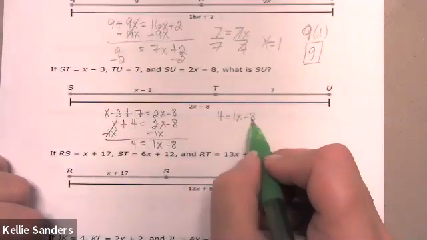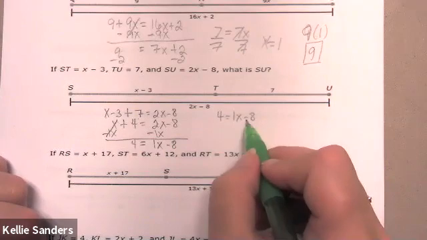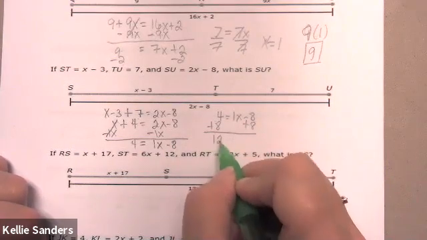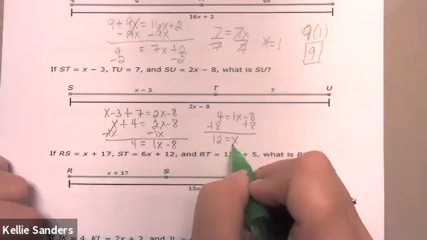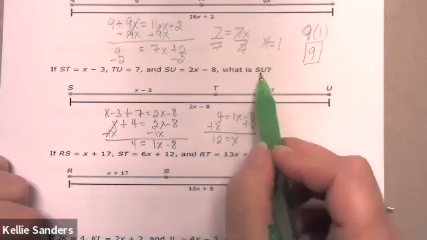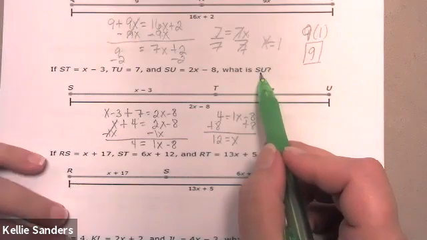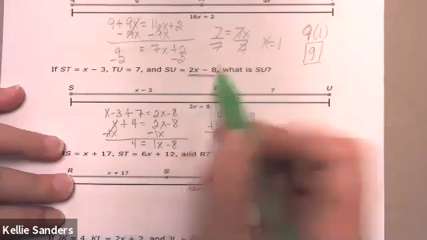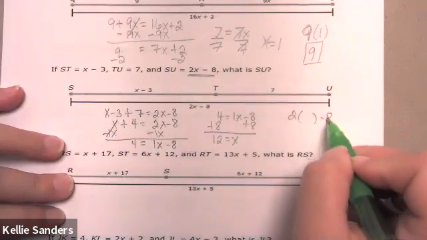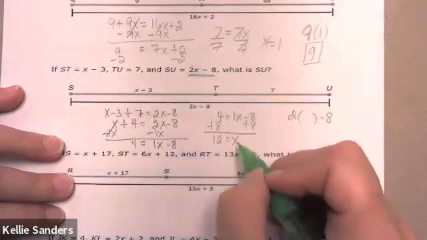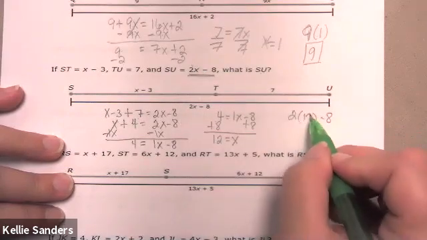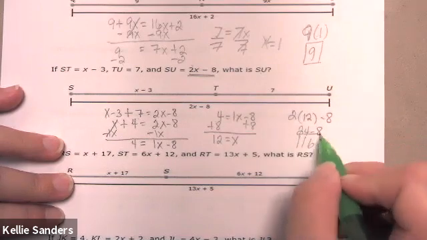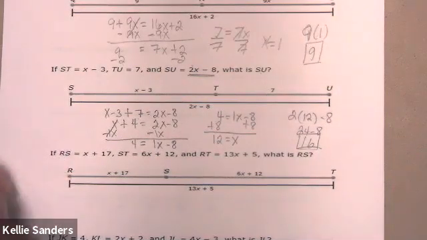The 4 doesn't have an x, the 8 doesn't have an x, but they're not on the same side. So I'm going to move the 8 over to get it away from the x. 1x is the same thing as x, so our x is 12. If it's asking for x, then the answer would be 12 and we'd be finished. But it's not. It wants SU. SU is 2x minus 8. Well, what's x? x is 12. So I'm going to put 12 in here. 2 times 12 is 24. 24 minus 8 is 16.